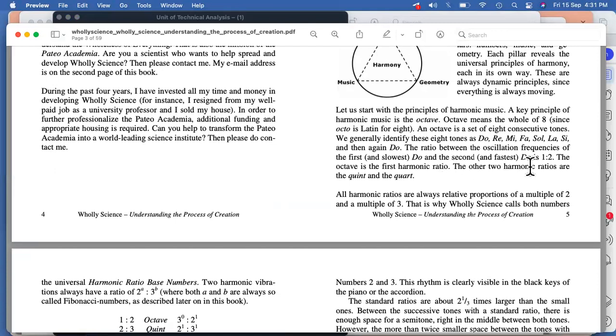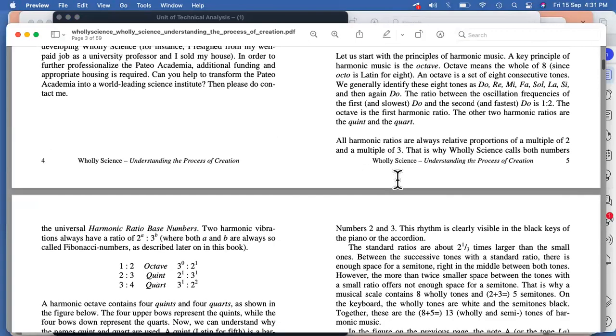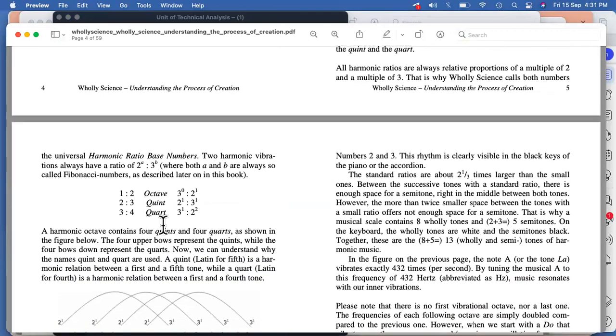So if octave is the first harmonic ratio, which is 1:2, the other two harmonic ratios are quint and quart. So what is quint and quart? Let's go over here and try to understand in more detail. The ratio of octave that we know is 1:2, and the ratio of quint is 2:3. That is 2 raised to power 1, 3 raised to power 1, and quart is 3:4. So quart is 3 raised to power 1 and 2 raised to power 2. That is how it is.